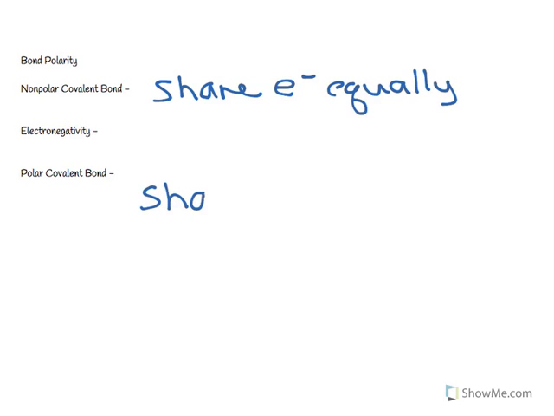Okay, so what we're looking at today is the difference between a nonpolar covalent bond and a polar covalent bond. Simply, a nonpolar covalent bond is when the two atoms share those electrons equally, meaning that they spend equal time between the two different elements. A polar covalent bond is where they share them unequally, where the electrons spend more time around one element than another element.